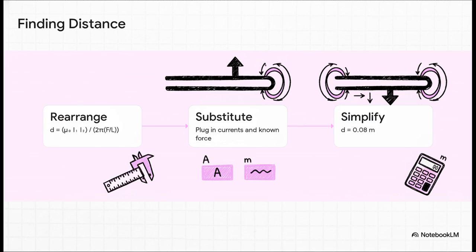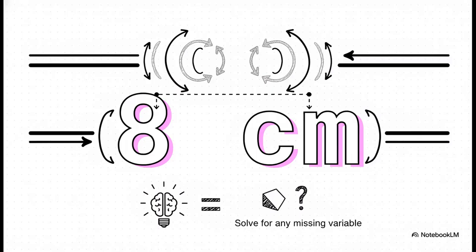We literally just take our trusty equation and shuffle it around to isolate d. We plug in our known force and our currents, do the math, and it calculates out to 0.08 meters. Let's convert that real quick to make it a bit more tangible. That is exactly 8 centimeters of separation. And honestly, this perfectly illustrates why mastering this one structural formula is so incredibly useful. You can use it to hunt down absolutely any missing piece of the puzzle in the system.